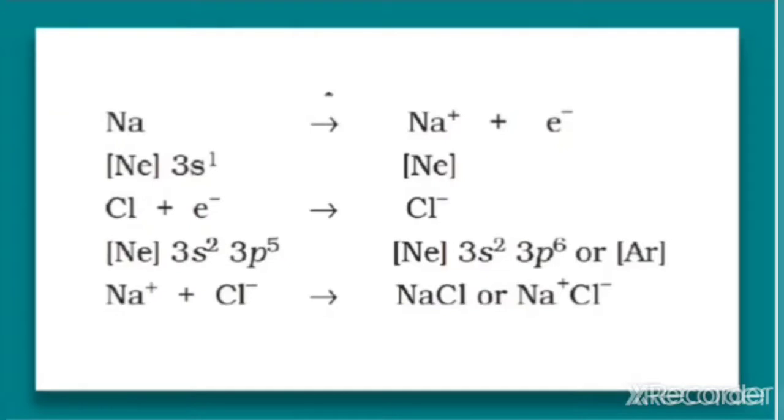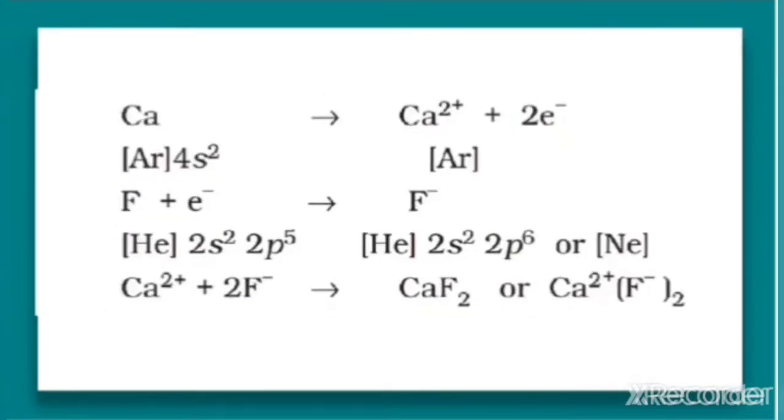When you look at the configuration here, this is the configuration of chlorine, and with the gain of an electron, its configuration now comes to the stable configuration of argon. So we can conclude that atoms like alkali metals, which are electropositive in nature, usually lose the electron to attain a stable configuration, and electronegative elements like halogens usually gain the electron in order to obtain a stable configuration. Let us take another example.